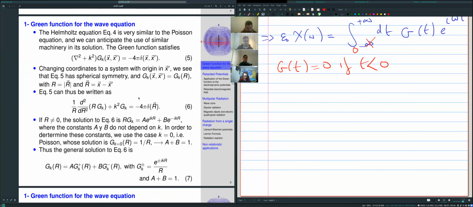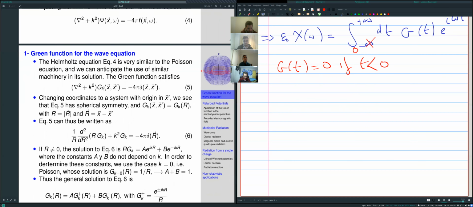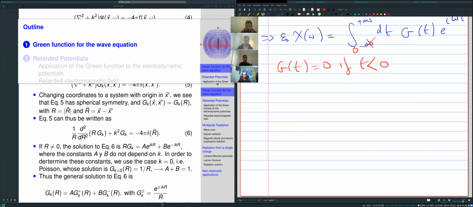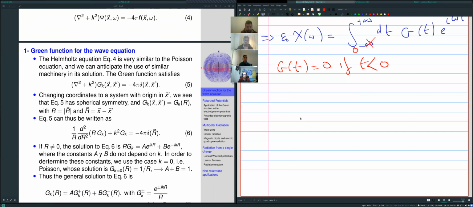Now comes a little bit of algebra. We change coordinate system to this new variable r. The Green function involves two variables, x and x prime, and these two variables come out because we introduce the delta function here on the right-hand side. I could also have used this other notation. Maybe it would have been simpler.